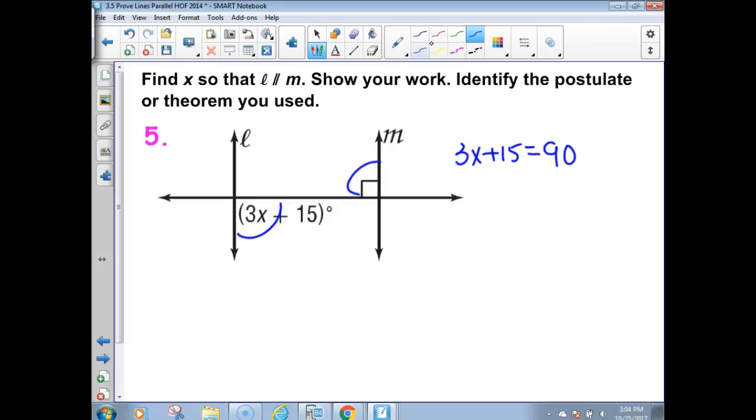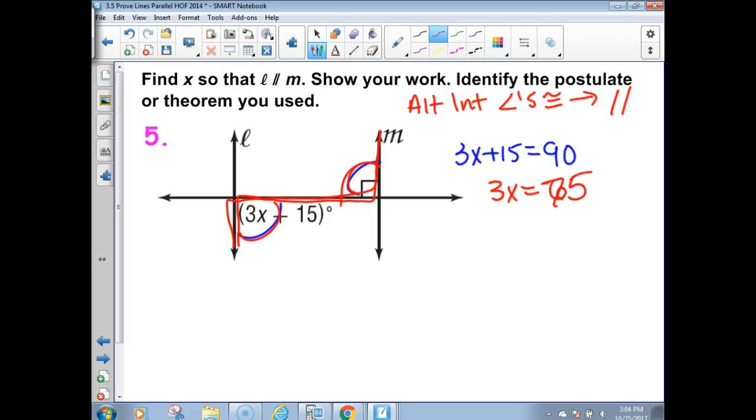what kind are they? Alternate interiors, right? Alternate interior angles congruent implies parallel lines. Needs to be in that order. We solved this, and I was at 75, and then you divide by 3, get 25.